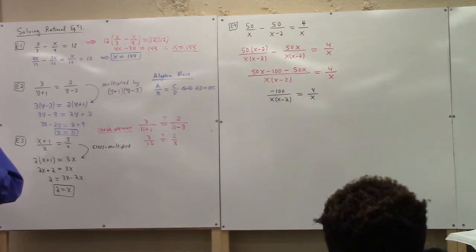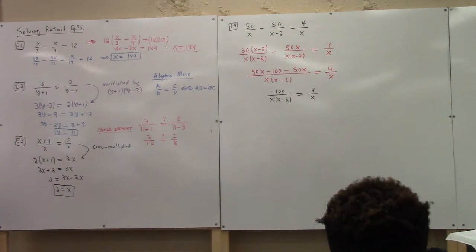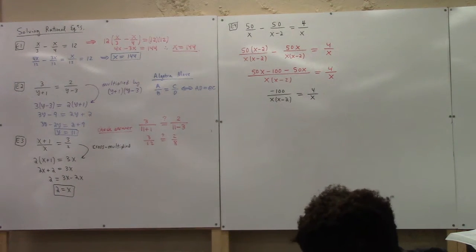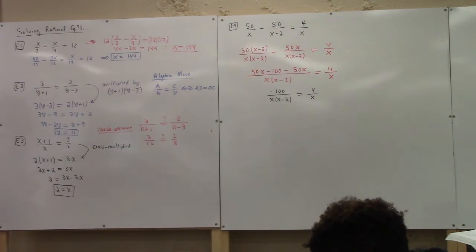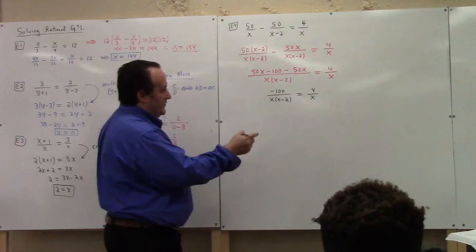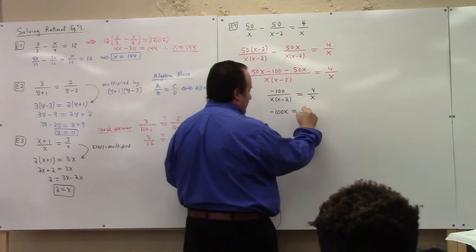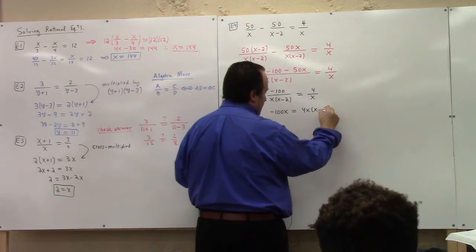Your goal with these fraction problems, there are different ways to go about it. I can show you a very different way to solve this problem after we're done with this if you'd like, but if you can get it to a fraction equal to a fraction, then you can cross multiply to solve it, right? So that seems like a reasonable strategy here. So we cross multiply, we get what? We get minus 100x is equal to 4x times x minus 2.